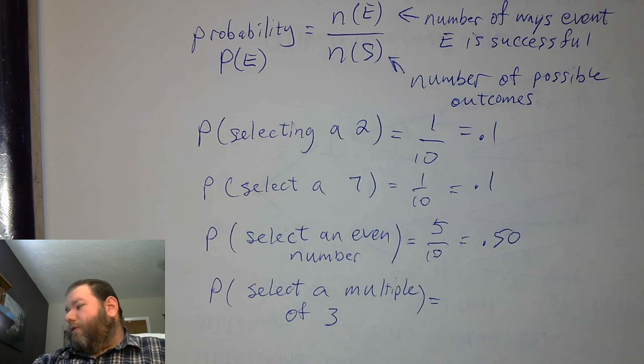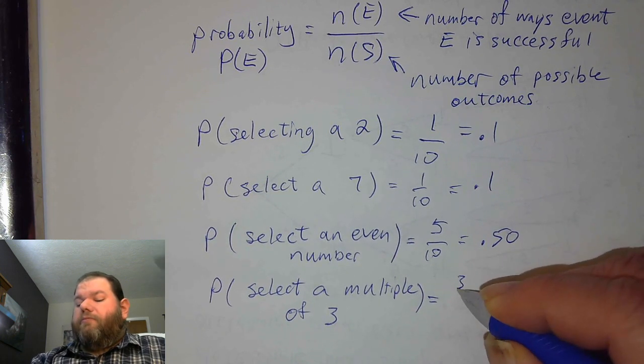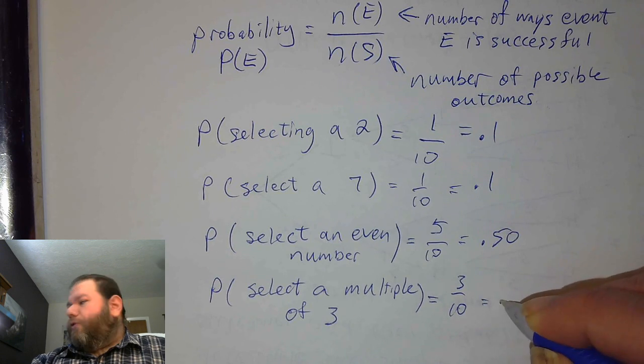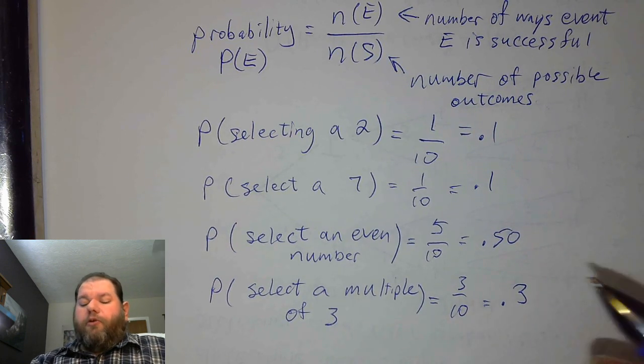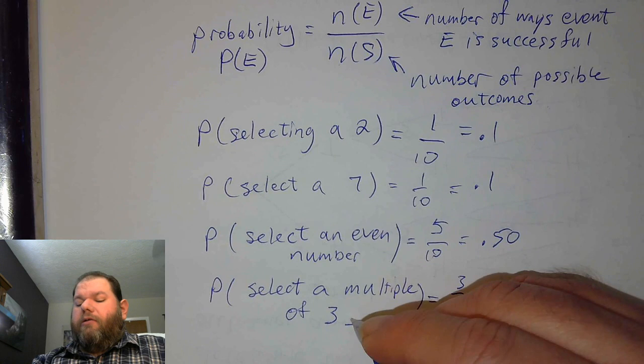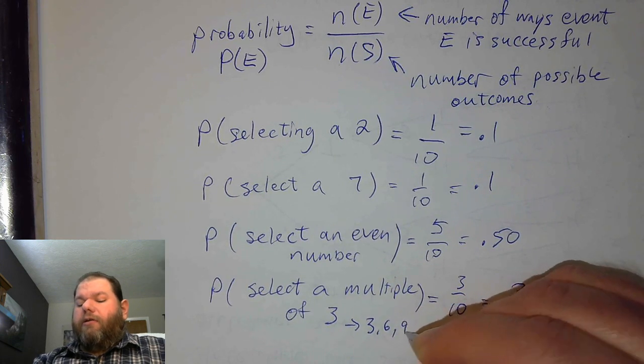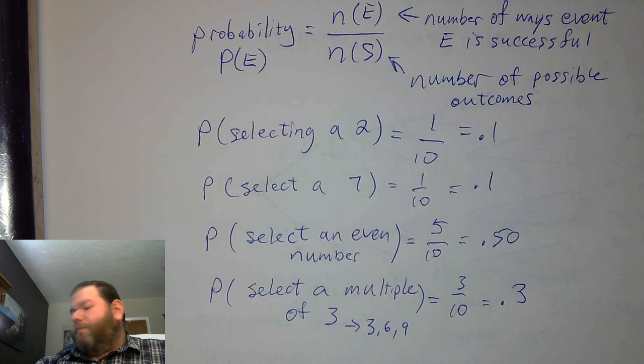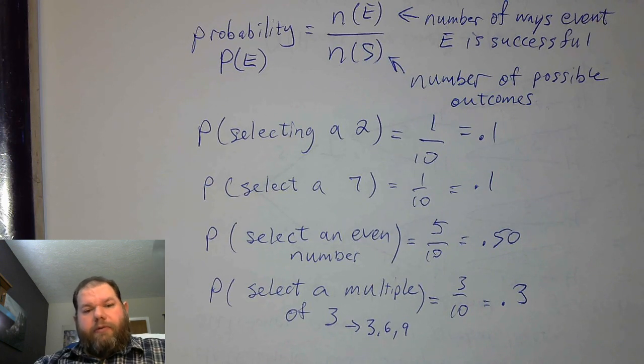Three out of 10, good. So 0.3. And again, a multiple of 3, that would be 3, 6, or 9. Okay? Because 3 times 1 is 3, 3 times 2 is 6, and 3 times 3 is 9. So those 3 numbers are multiples of 3.